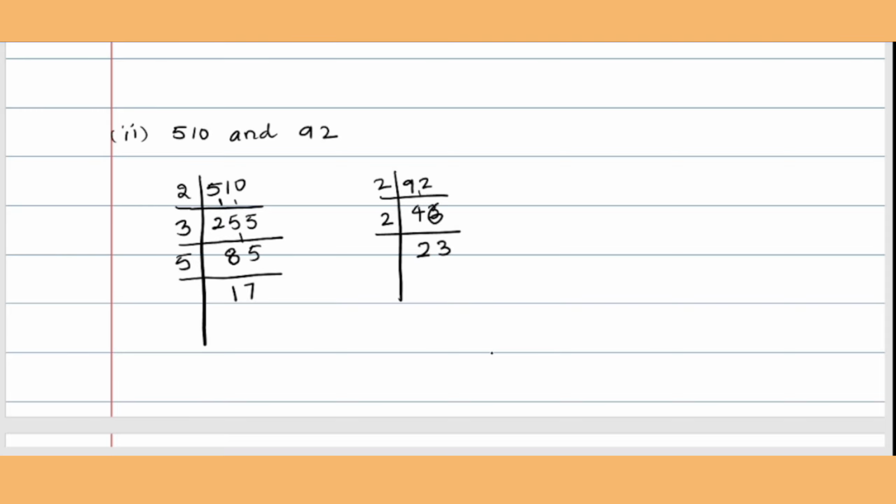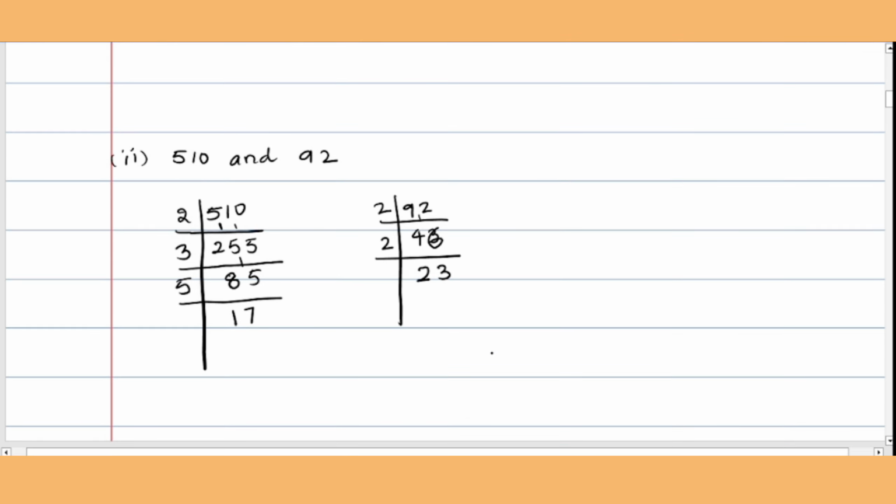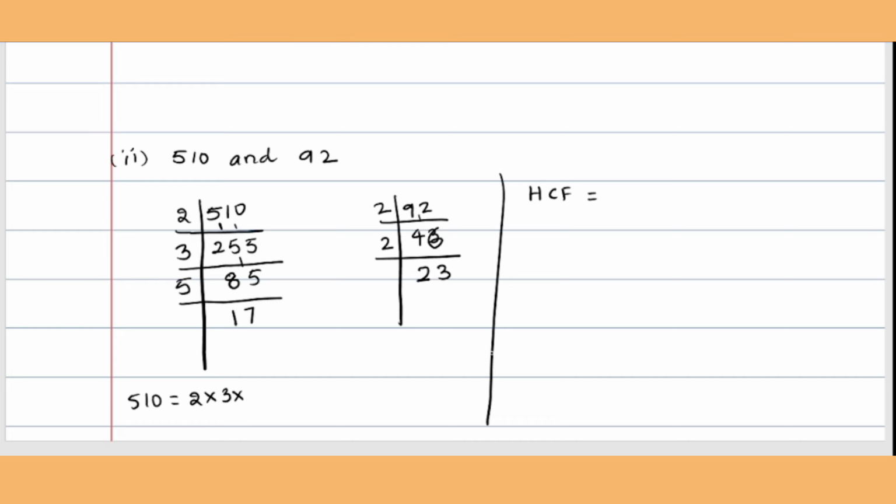Now we have to find the HCF and LCM of both numbers. What is the HCF? Here I am writing 510. Prime factorization 2 multiplies 3 multiplies 5 multiplies 17. And for 92 we have 2 multiplies 23. Now the highest common factor of both 510 and 92 is nothing but only 2. The common factor is 2, so the HCF is 2.